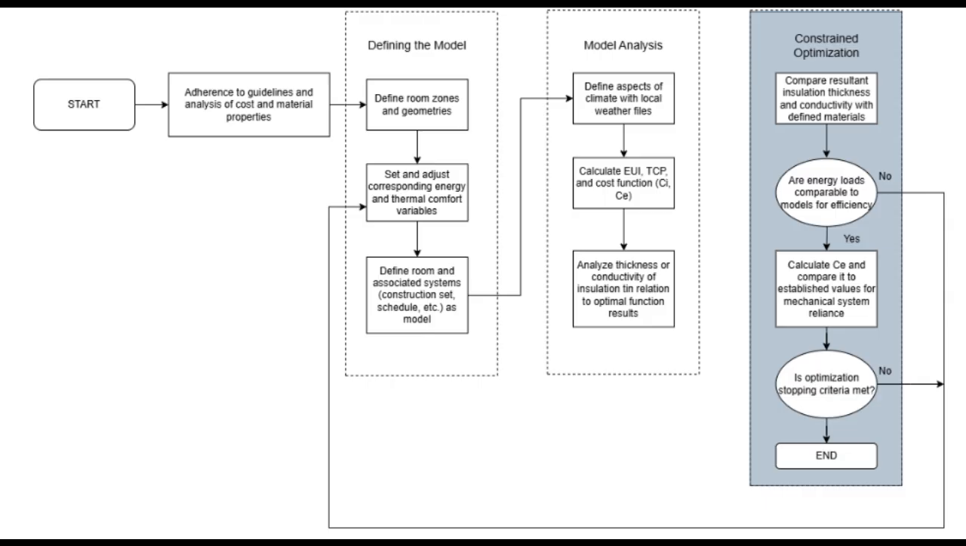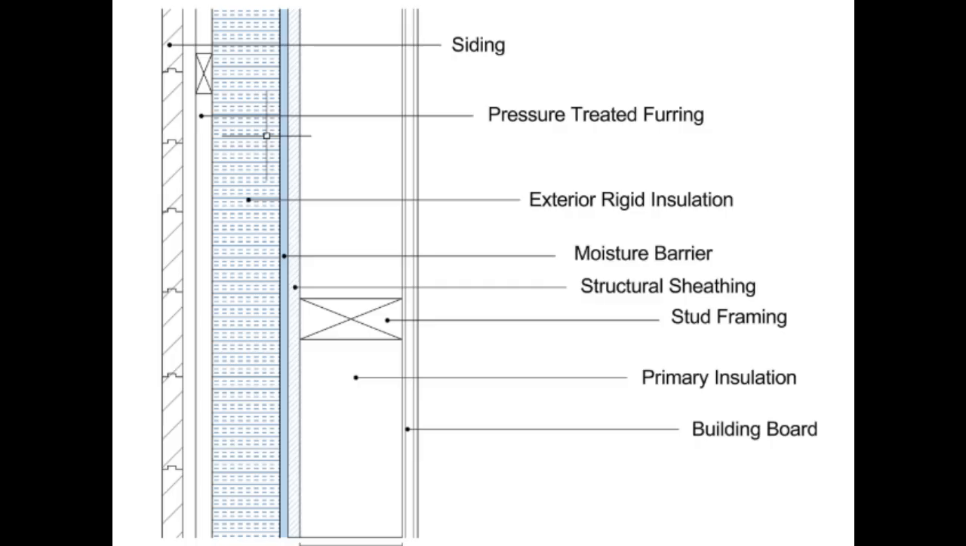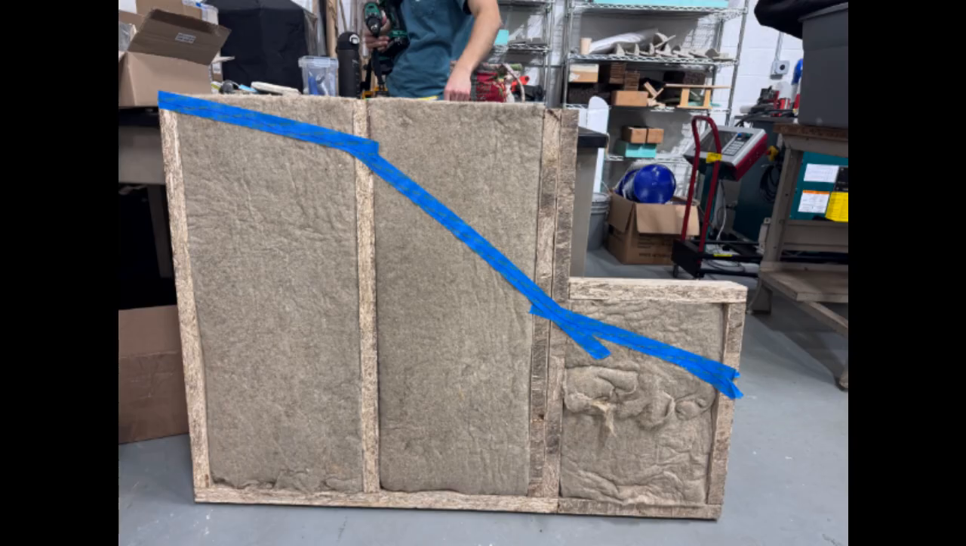To validate the model, we compared our EUI outputs against a published case study conducted in Seoul, Korea, using the same wall U-value of 0.25 watts per meter squared Kelvin. We tested multiple combinations of thickness and conductivity that satisfied the equation U equals K over D. Our model produced EUI values within approximately 1 to 2% error of the published study, confirming strong predictive accuracy.